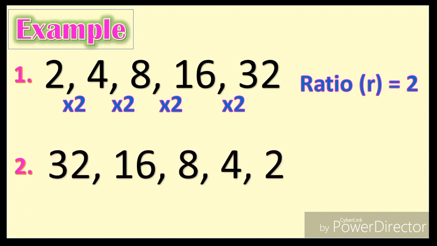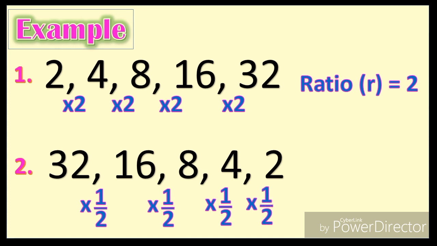Next, we have number 2: 32, 16, 8, 4, 2. In this case, if we observe, we multiply by 1/2. So 32 times 1 is 32, divided by 2 is 16. Now we have 16 times 1/2: 16 times 1 is 16, divided by 2 equals 8. Then 8 times 1/2: 8 divided by 2 equals 4. And another one, 4 times 1/2: 4 divided by 2 equals 2. So the common ratio is 1/2.